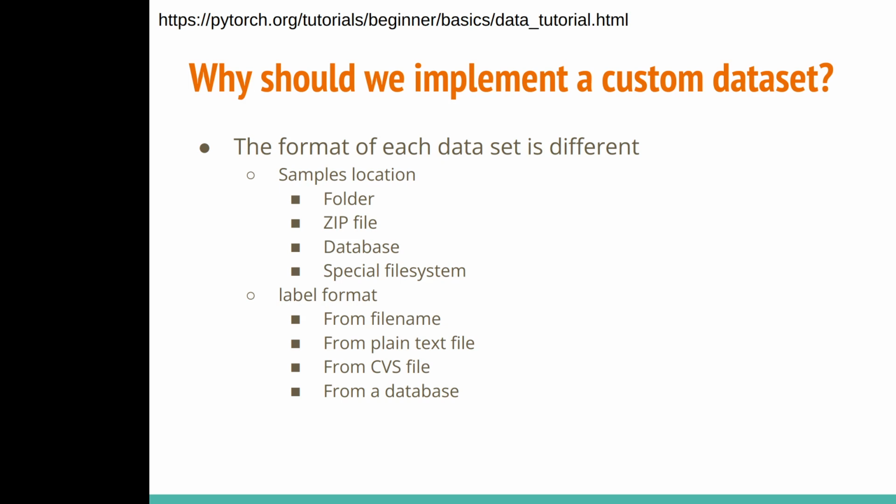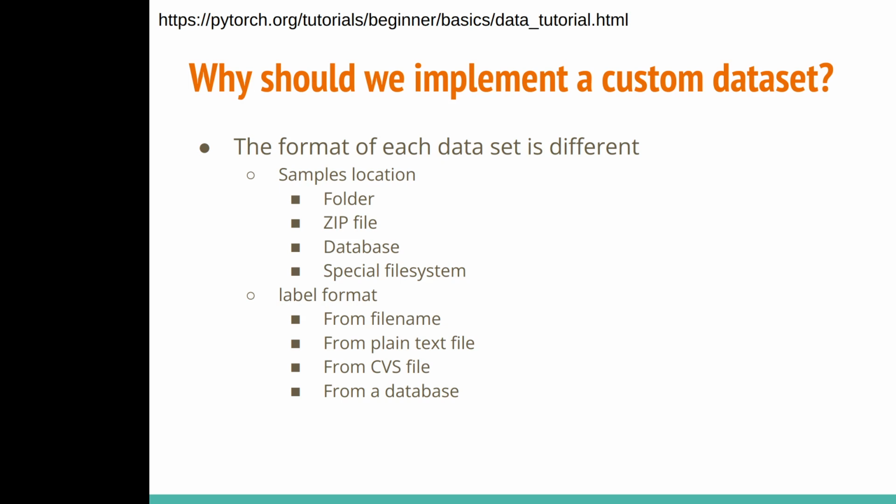Okay, so how should we implement a custom data set? Since you need to understand what's done in the data set, we need to know where the data is stored, where the data is available. So it could be in a folder, or in a zip file, or in a database, or in a special file system. And then we need to know the format of the label. Different data sets have different ways to specify the label in addition to the image.